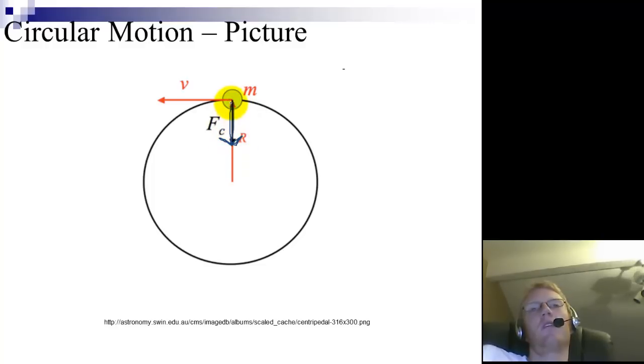Okay, so you might be asking yourself, that seems a little weird. Whenever I stand on one of these merry-go-rounds, I feel like I'm getting thrown off, not like I'm getting pulled towards the center. And that's true. You're not getting pulled towards the center.